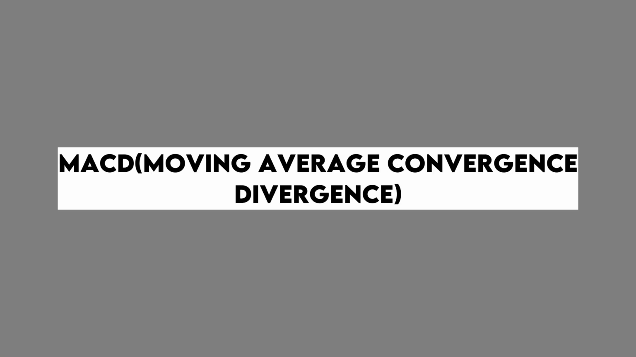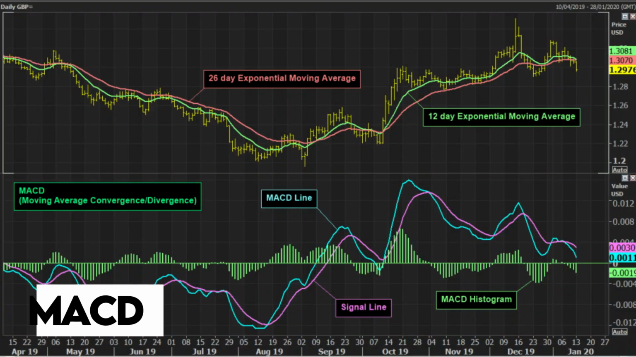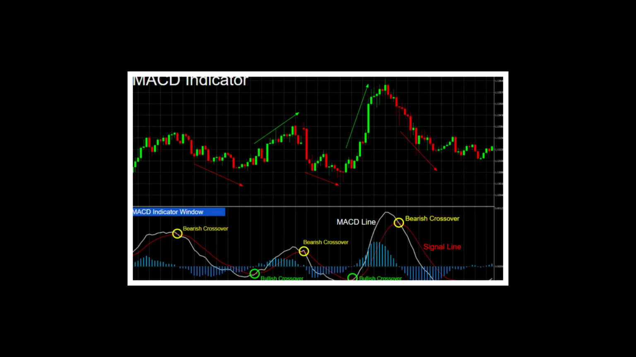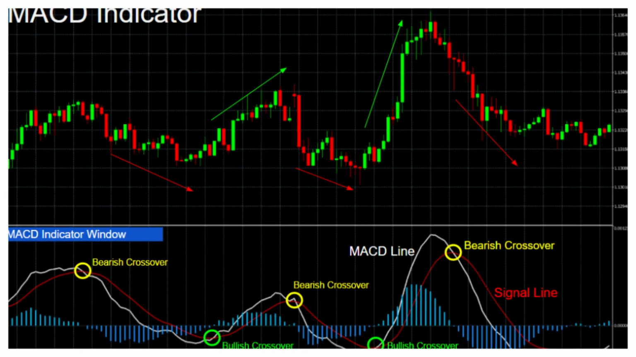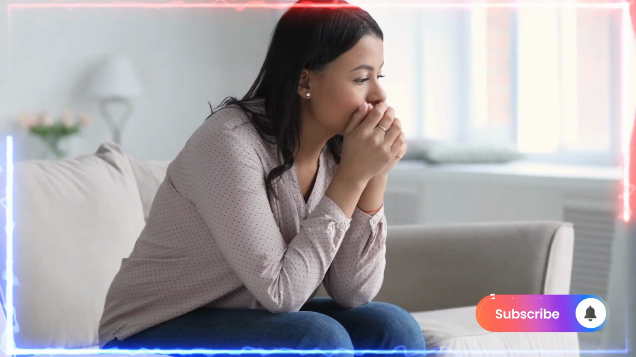MACD. Moving average convergence divergence. The 3rd technical indicator is the MACD, which stands for moving average convergence divergence. It's a fancy term, but don't worry, we'll keep it simple.